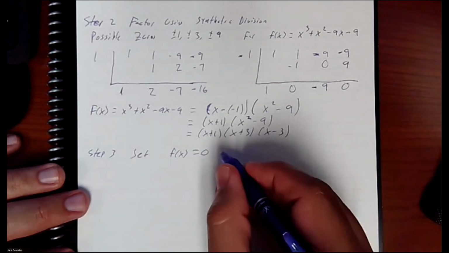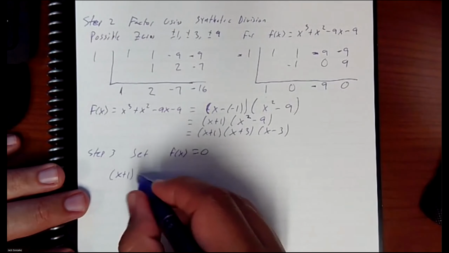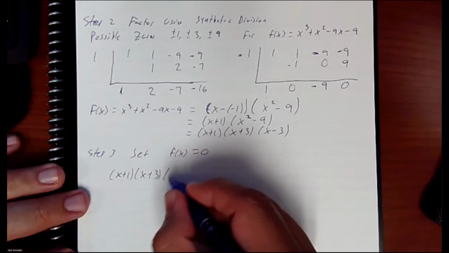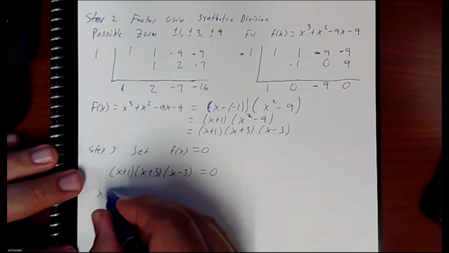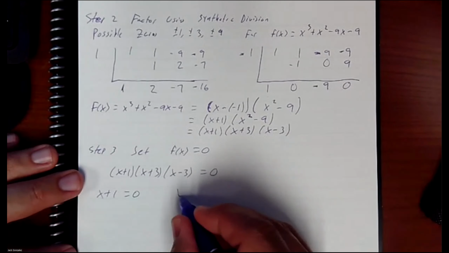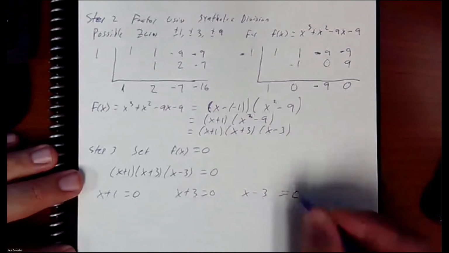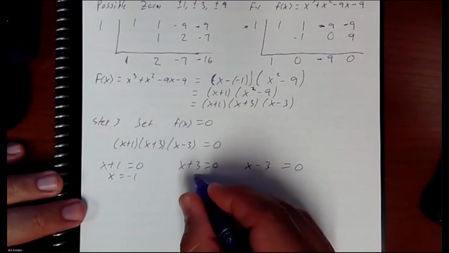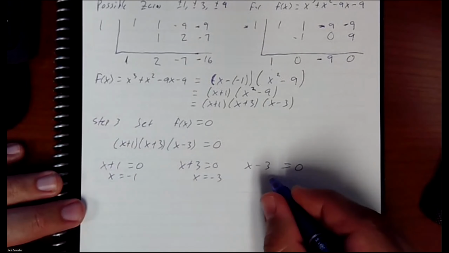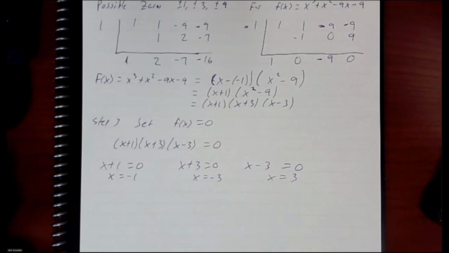So we're going to get x plus 1, x plus 3, x minus 3 equal to 0, which means we have x plus 1 equal to 0, x plus 3 equal to 0, x minus 3 equal to 0. So x is -1, x is -3, x is 3. So those are all the possible zeros.